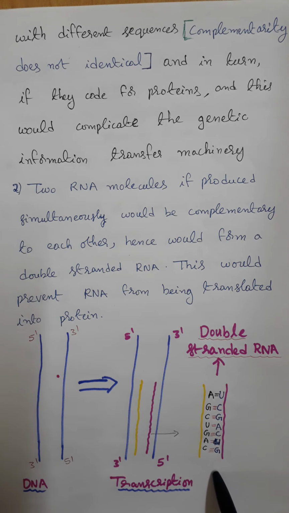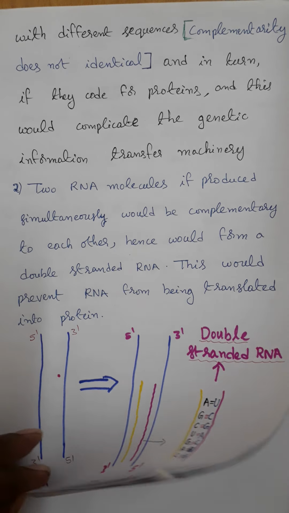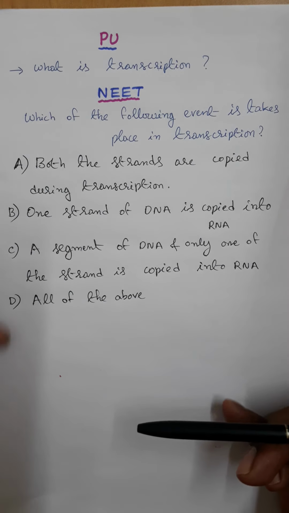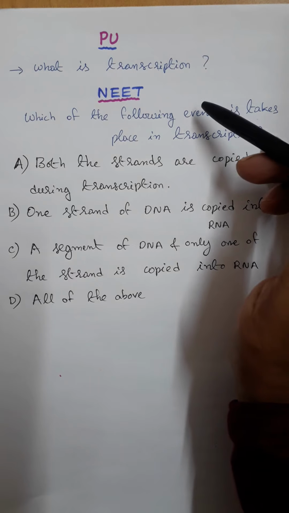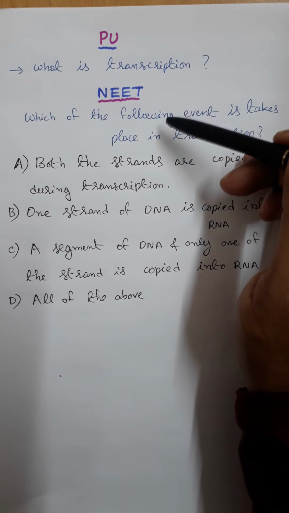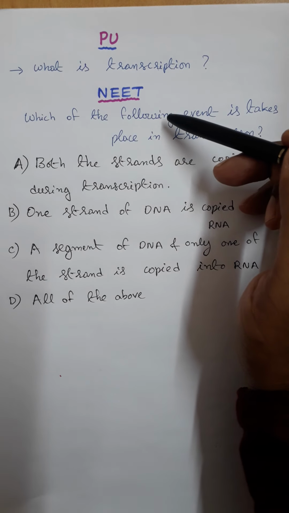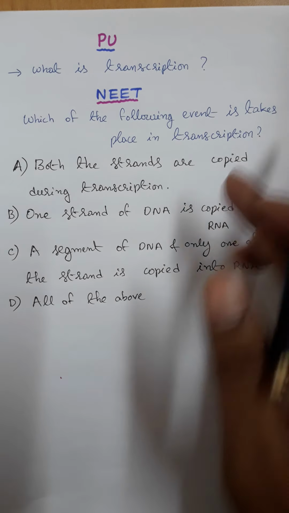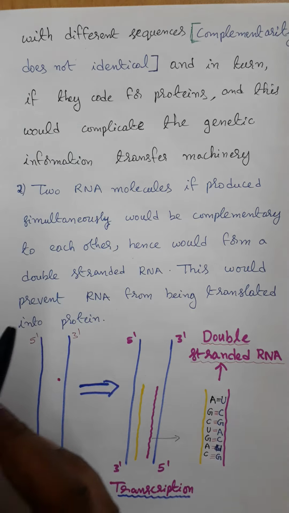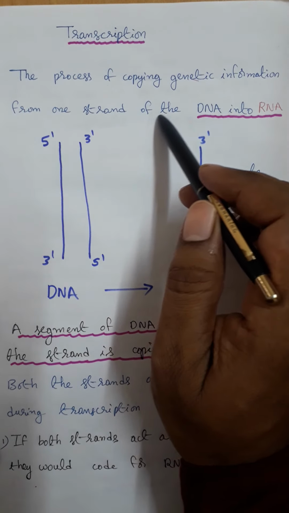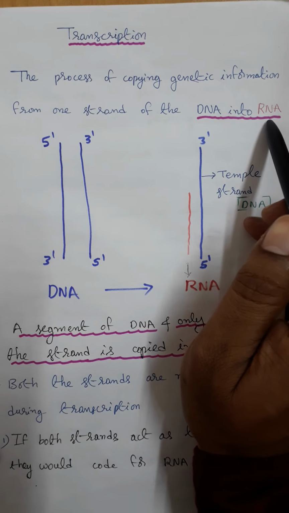Okay, is it clear? So from this concept, from the subjective point of view, the question is, what is transcription? The process of copying genetic information from DNA to RNA. The process of copying genetic information from one strand of the DNA into RNA.